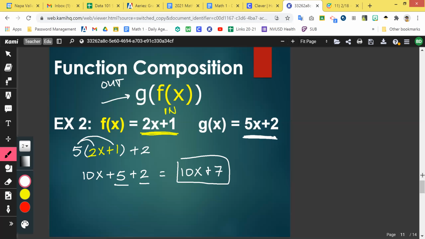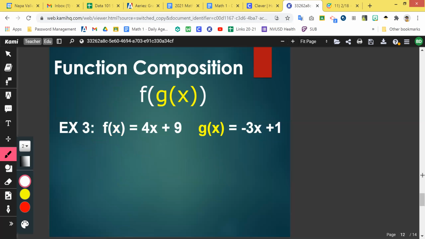Okay, we're going to jump into two more. So after those two examples, you should be a little bit more comfortable. Let's jump into these. Hopefully these will go a little quicker. So these are very similar, okay? We're still using only linear functions. Okay, so we're still only plugging in a linear function into a linear function. Let's see if we can get through these a little quicker.